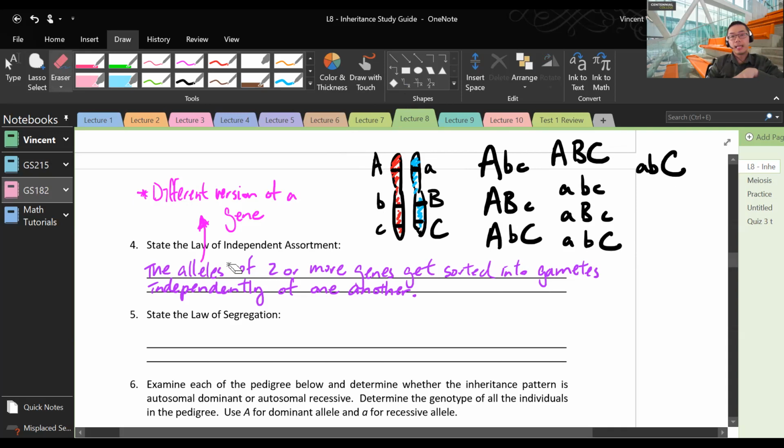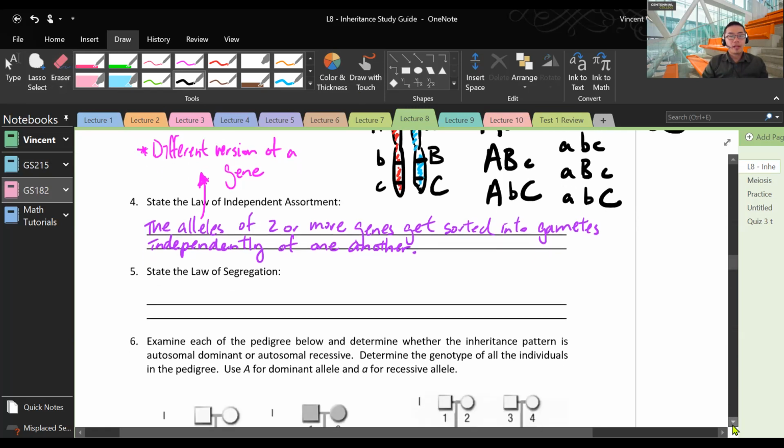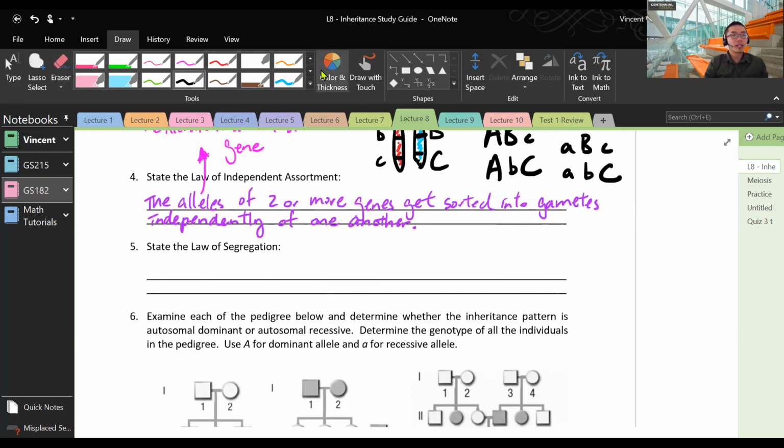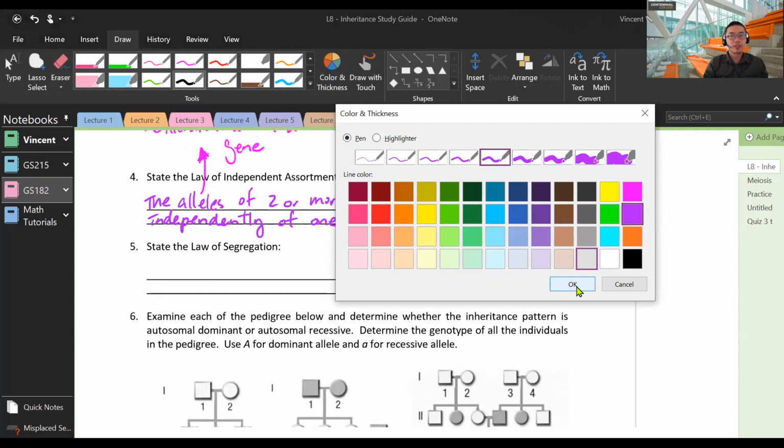So again, independent assortment states that how one gene is inherited will not affect how the other one is inherited. Make sense? Now, in reality, that's actually not completely true. Some traits, if they're really close together, tend to be transmitted together. But we're just going to ignore that for now. Anyway, moving on to the law of segregation. What is that?